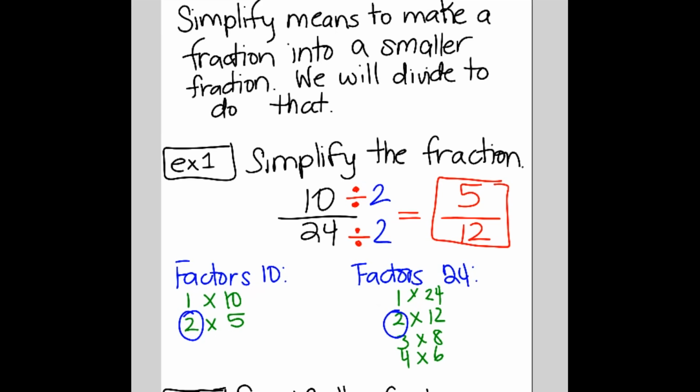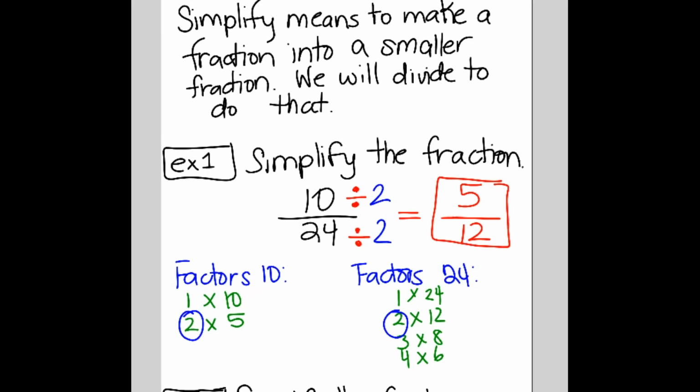I like to do it this way with writing our factors here because it gives us, I can have my eyes on everything that I need to have my eyes on so I don't make a mistake. Because sometimes we might simplify something, but it won't be in the smallest form. It might just be in a smaller form, but that will require us to simplify again.